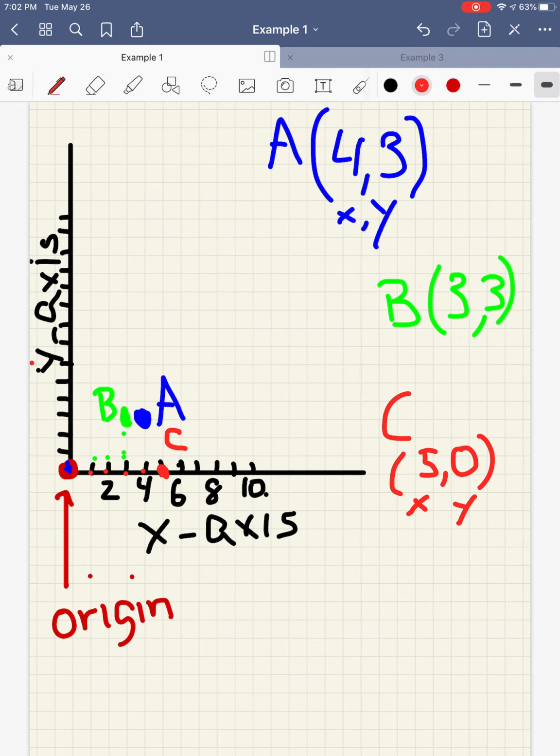But that's all coordinate graphs really have to offer in terms of how they work. So it's a lot like Battleship. Just think of Battleship. You're going to go over and you're going to go up. Okay, that first number tells you how far to go over, and the second number tells you how far to go up. Okay, and we will get into this more.